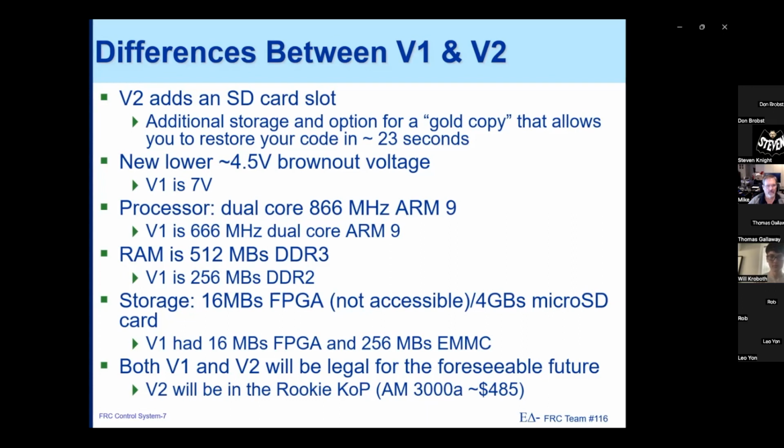Both version 1 and version 2 will be legal for the foreseeable future. Version 2 was included in the rookie kit of parts. It's also available from AndyMark for about $485 if you happen to be able to find it in stock. That, of course, has been a bit of a problem since the pandemic, but hopefully that'll ease up a little bit as we get a little bit further away from the issues caused by the pandemic.